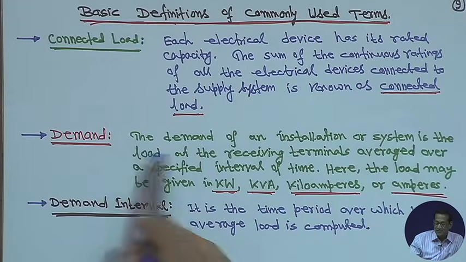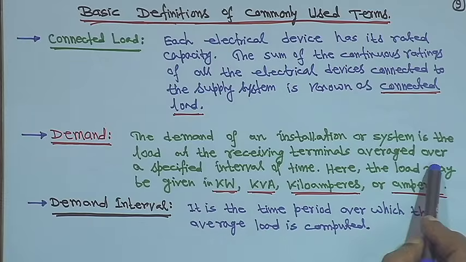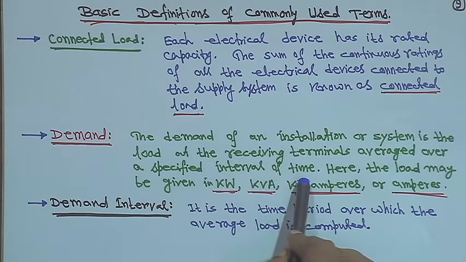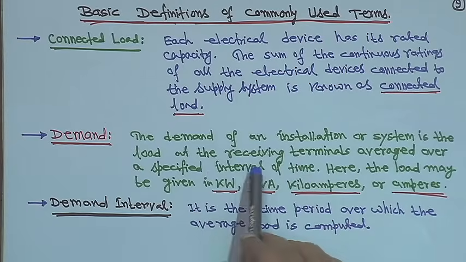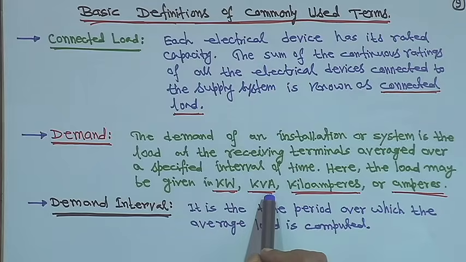Then demand. The demand of an installation or system is the load at the receiving terminals averaged over a specified interval of time. That means you have some time definition, take the load at every hour or every half hour, and then average it over a given interval of time. The load may be given in kilowatts, kVA, or amperes, but in power systems we mostly define it in kilowatts or kVA.